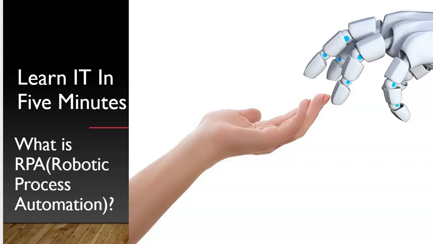RPA is mostly used when you want to avoid manual work and you want a quick turnaround, and you are not looking for a long-term implementation of such processes. It is a temporary or ad hoc kind of work which doesn't happen very frequently, and you don't see a value in implementing it as a full blown system. That's where RPA is used. It's very easy to implement also.